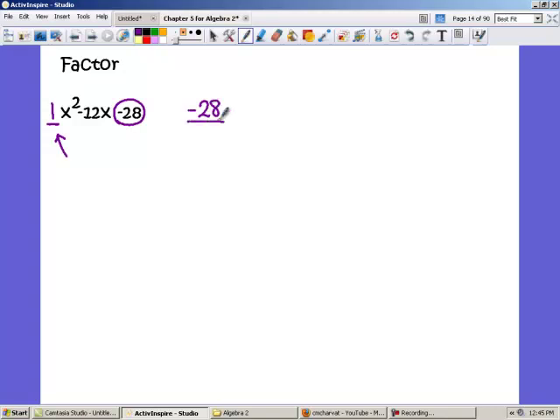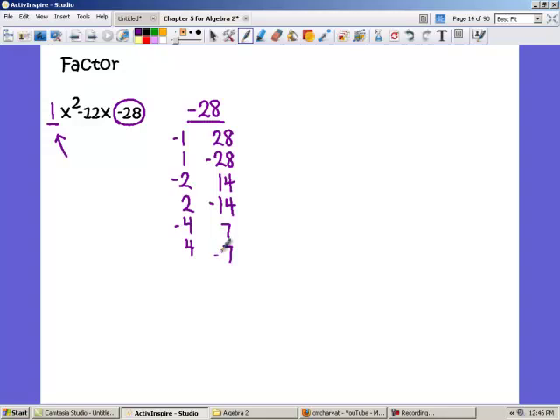So that means what times what equals negative 28. And you can go through the list and write them all out if you want to. And because it's negative, it has to be one of them negative. 2 and 14. 3 does not go into it. 4 and 7.